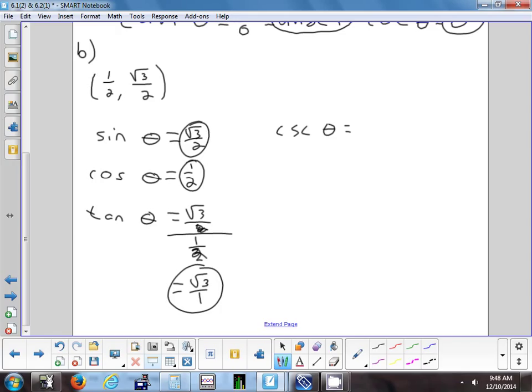Okay, so my cosecant, I'm going to flip square root 3 over 2. And I get that. But what's wrong with that? Yeah, go ahead. We can't have a square root in the denominator. Yeah, we can't leave a square root in the denominator. Anybody remember how you fix that? You do something to the top and bottom? Square them?